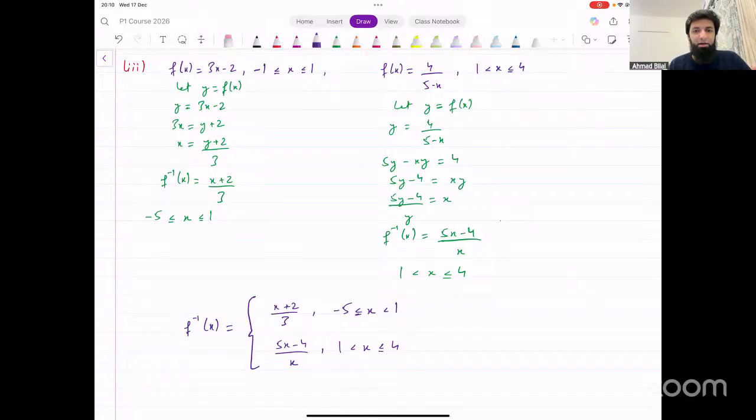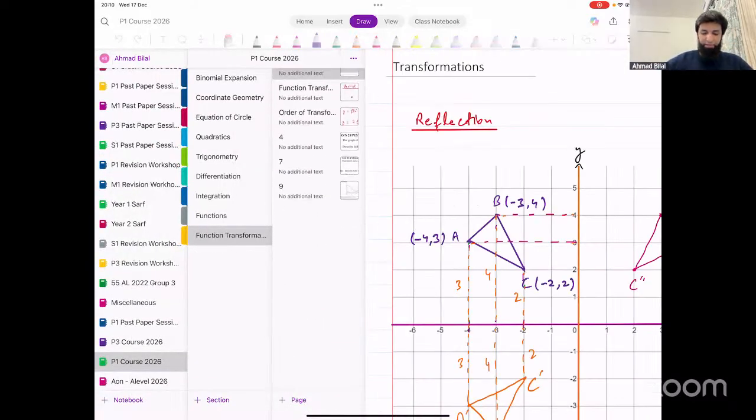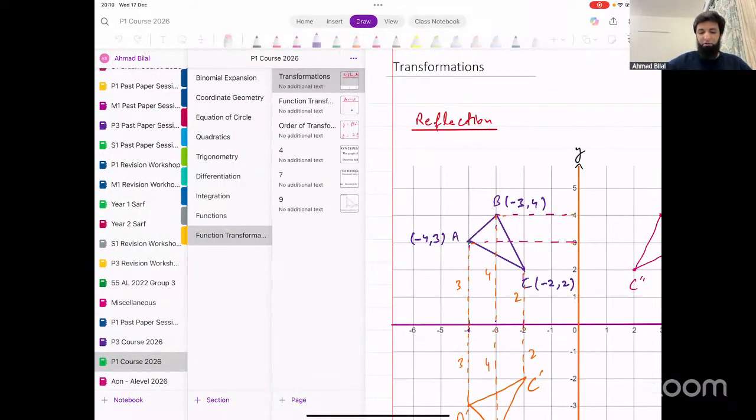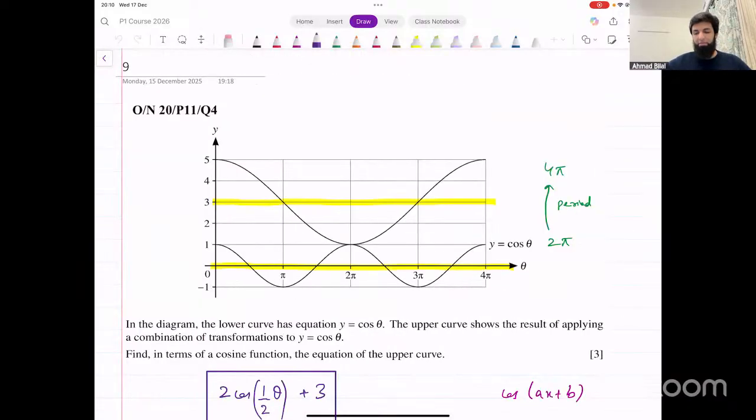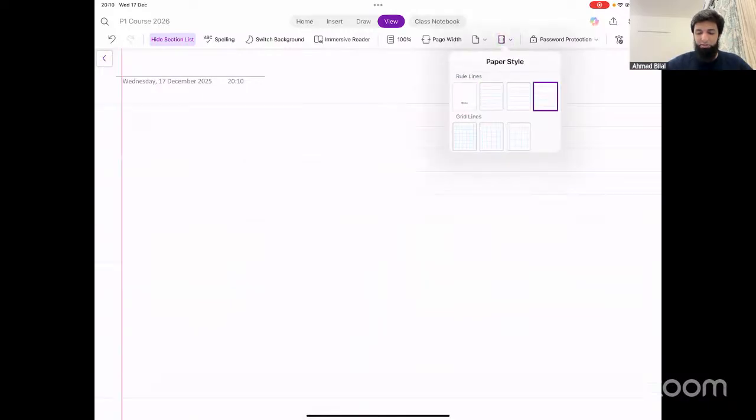Okay, let's have a look at a couple of questions on function transformations now. Let's move on to function transformations. We're done with all of these concepts as well. Let's have a look at some of the more difficult questions on function transformations today.